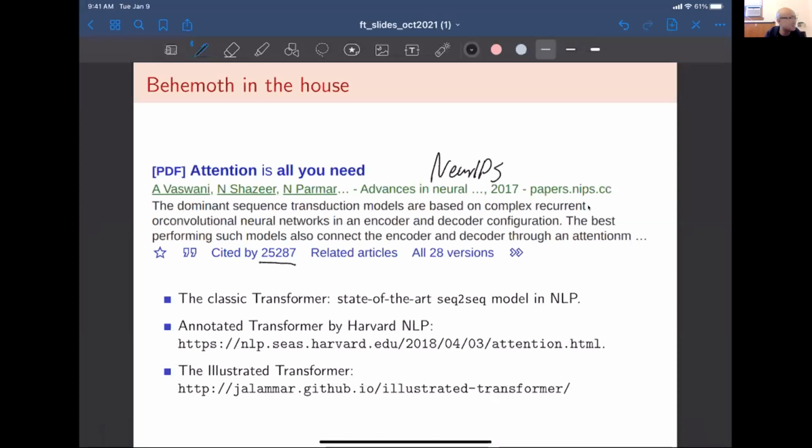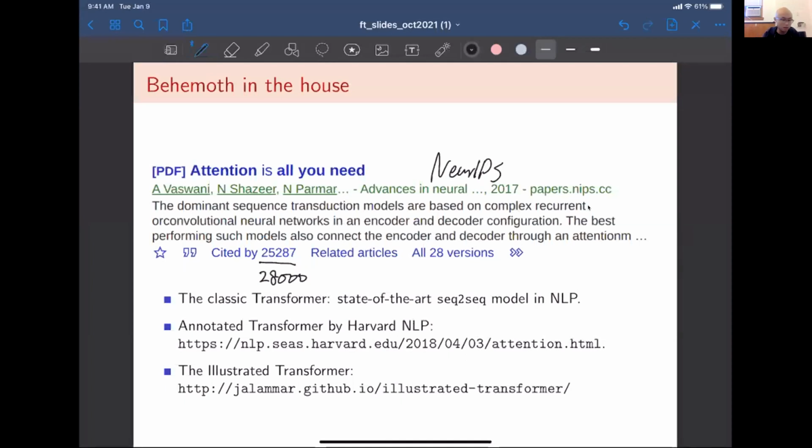I think I prepared this slide back in August, so I think this number is at least 28,000 already. That's just my estimate based on a monthly extrapolation of citations. It's pretty crazy. This is huge in the natural language processing community. Right now in NLP, the transformer is the only model. Everyone is using the transformer. No one uses RNNs anymore.